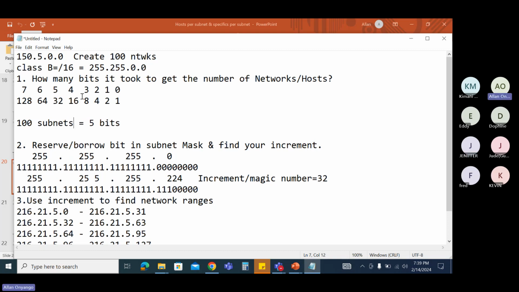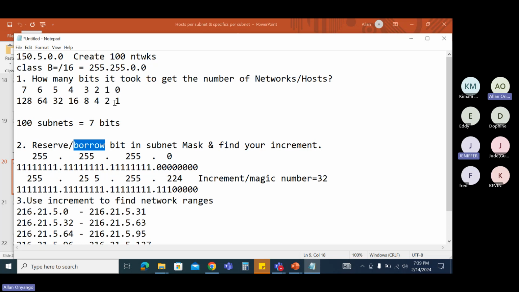Good. Where do we find 100? 128, isn't it? So we take 128, which is 2 to the power 7. So we need 7 bits here. That's okay. Very good. All right. Then we are dealing with the networks. We borrow or we reserve? We borrow. Very good, isn't it?